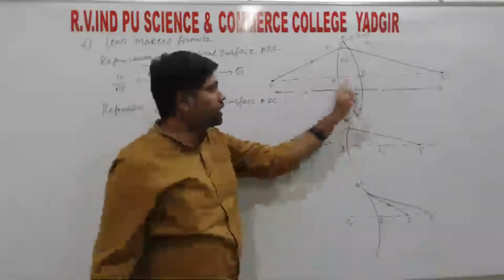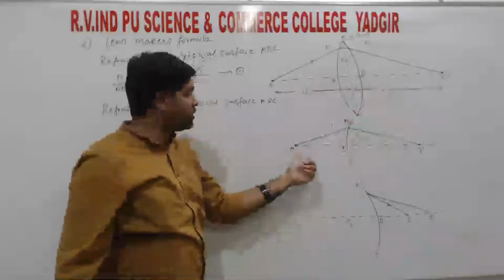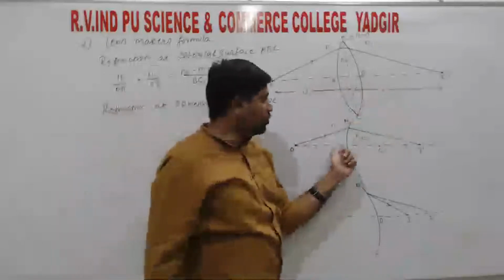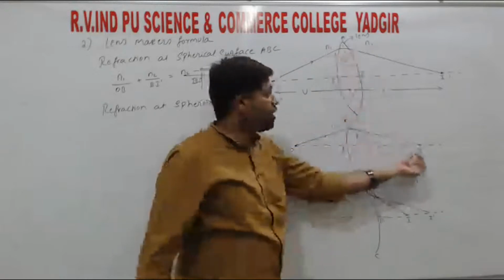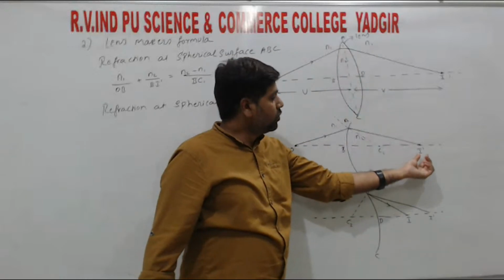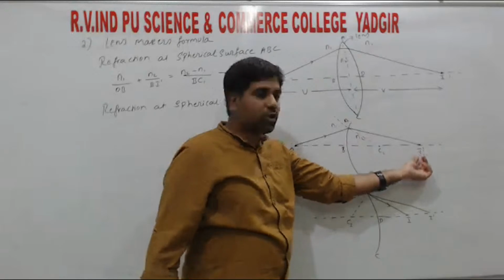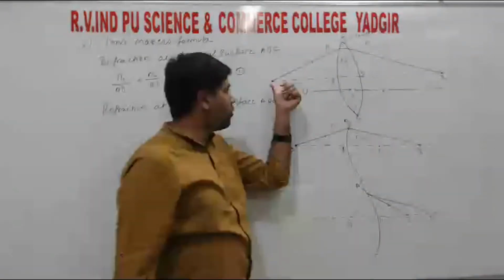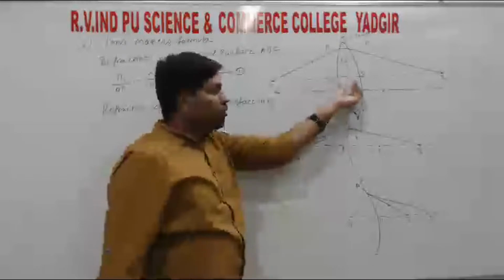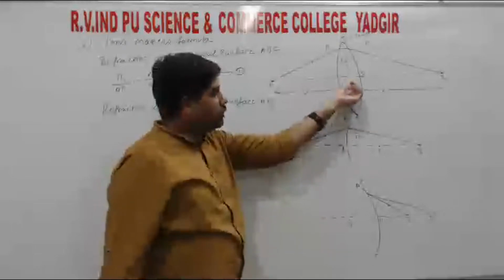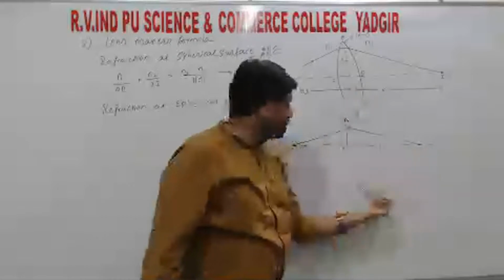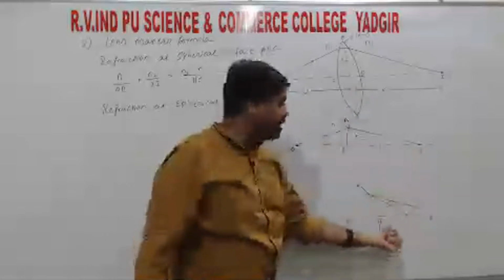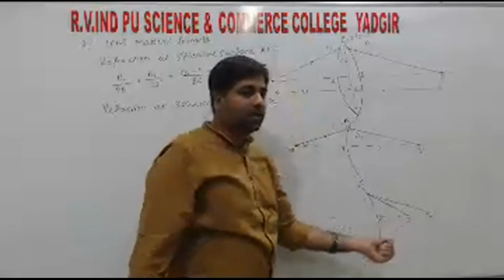So we have an object and an image. In the first case there is an object, and for this object an image is formed. This is formed inside the lens, right? This image acts as a virtual object. The actual object is outside. So here we take the image as the object for the second refracting surface, and the final image is formed at I, right?